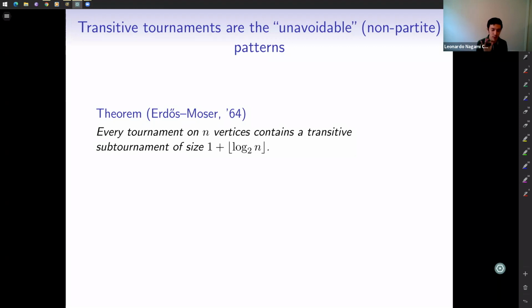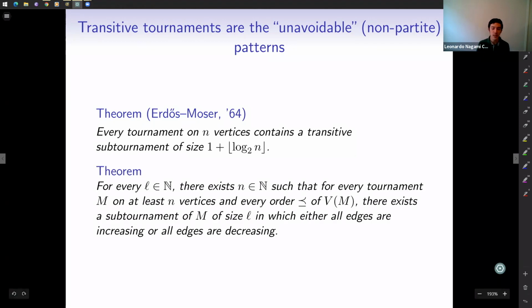So let me flip the quantifiers a little bit here, and let me talk about a slight modification of this theorem. Instead of having the order in my hands, because if I have a transitive tournament, I can pick the order of the transitive tournament, let me give the order to my enemy. So the adversary says, I'm going to give you a model that has at least n vertices, and I'm going to give you the order.